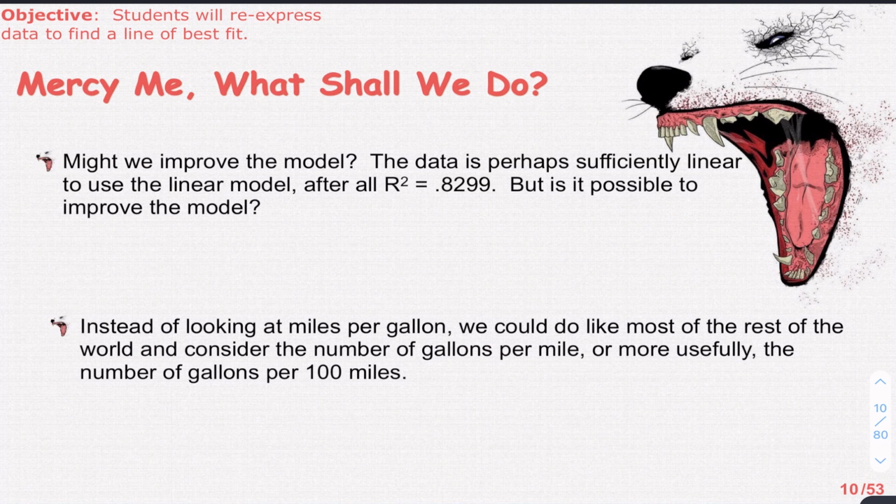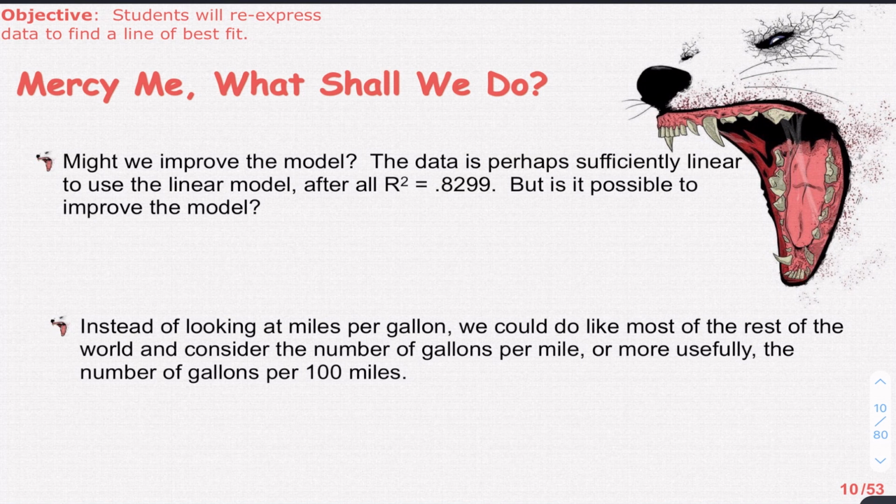The data is perhaps sufficiently linear to use a linear model. After all, r squared is 0.8299. I mean, 82.99% or 83% of the variability in miles per gallon or fuel efficiency is due to the variability in the weight. But it is possible to improve this model.